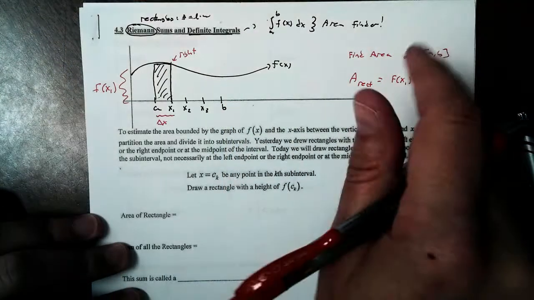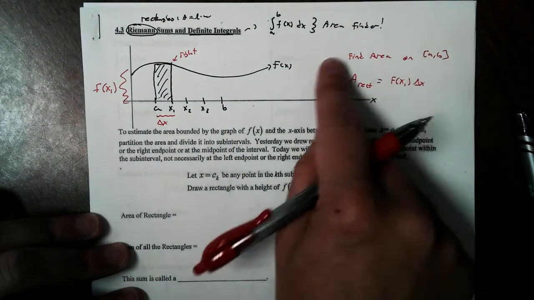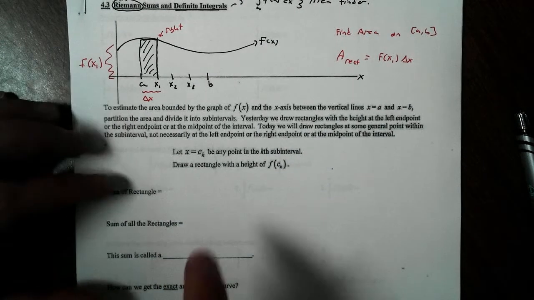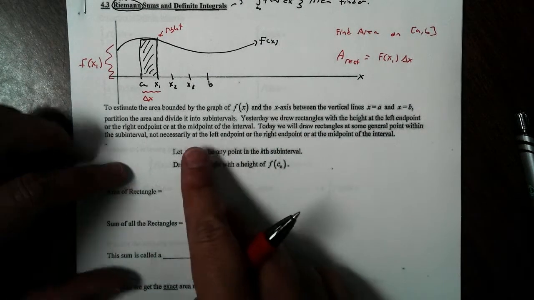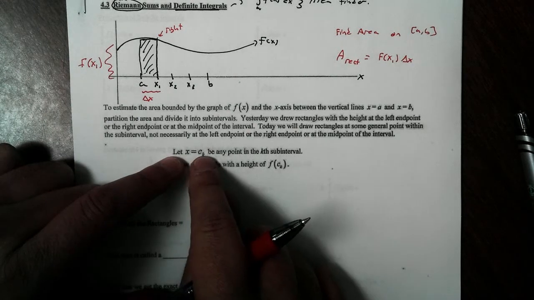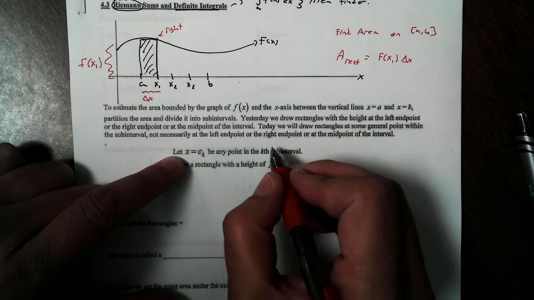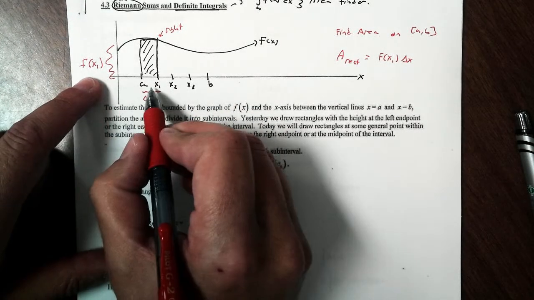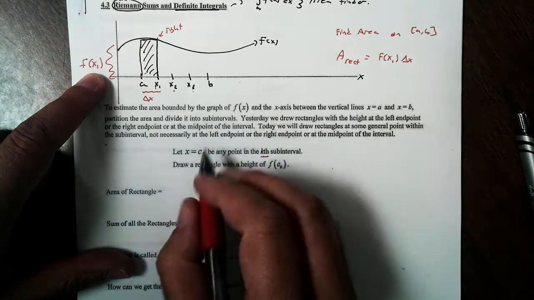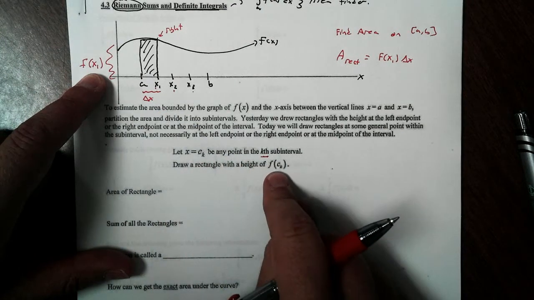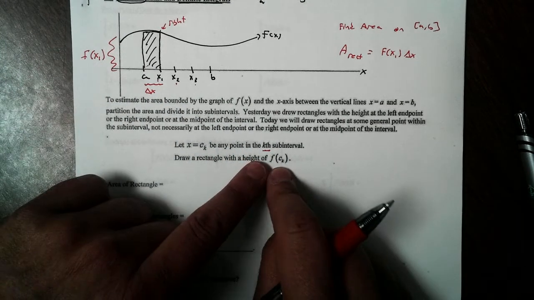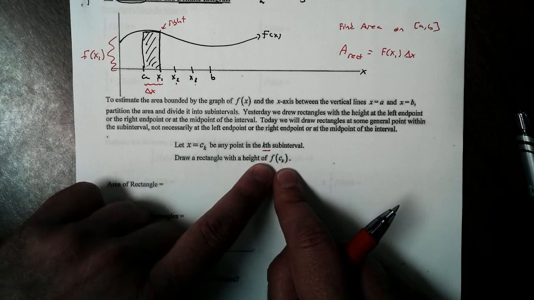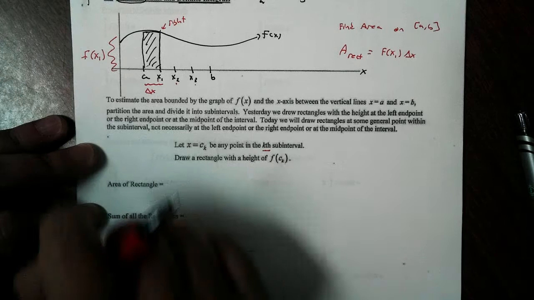Okay? So today we're going to take a look at how we go from an approximation to the exact area. So let's take a look at what we do here. What the book says to do is we're going to let x equal c sub k, basically the point on the kth subinterval. For example, x sub 1, x sub 2, x sub 3. We draw the rectangle with the height at that point, which we just did. I don't like to use f of c sub k, so I am going to use my f of x.